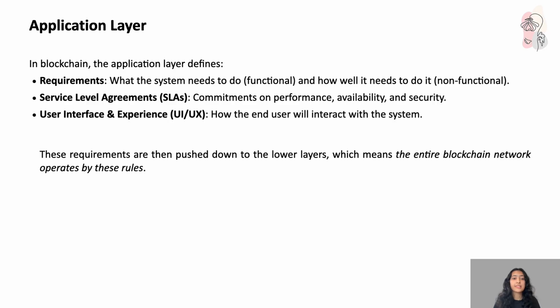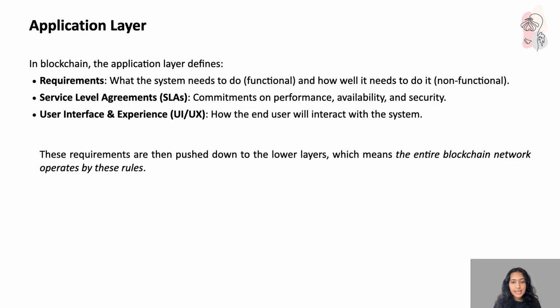This is the layer where we define what a blockchain is supposed to do: the requirements, what the system needs to do, functional, and how well it needs to do it, non-functional. I give you the functional requirements, like I want to store the transaction securely. And then I give you the non-functional requirements: I want to handle 1,000 transactions per second with 99% uptime. That is what functional requirements are, and that is what non-functional requirements are.